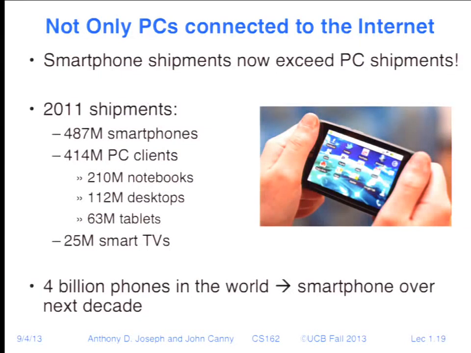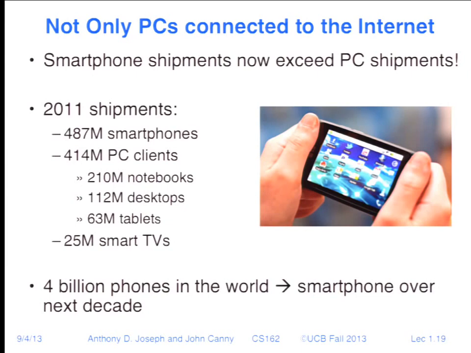Okay, so the important thing is not just PCs that are connecting to the internet. I tried to find newer numbers because the numbers have become even more lopsided than they were in 2011. It's not just the case that smartphone shipments have exceeded PC, they've eclipsed them. So far exceeding PC sales. But in 2011, it was 487 million smartphones versus 414 million PC clients. Now, in this survey, they actually lumped in tablets with that. I really would lump in tablets with smartphones, since they often share the same operating system, either Android or iOS. So that number is already, you could argue, eclipsed.